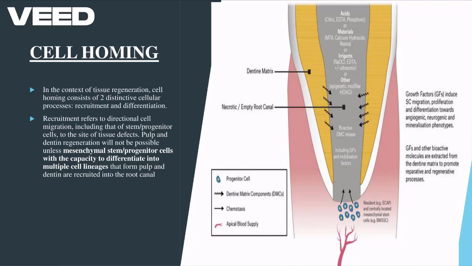Cell homing. In the context of tissue regeneration, cell homing consists of two distinct cellular processes: recruitment and differentiation. Recruitment refers to directional cell migration, including that of stem or progenitor cells to the site of tissue defects. Pulp and dentin regeneration will not be possible unless mesenchymal stem or progenitor cells with the capacity to differentiate into multiple cell lineages that form pulp and dentin are recruited into the root canal.